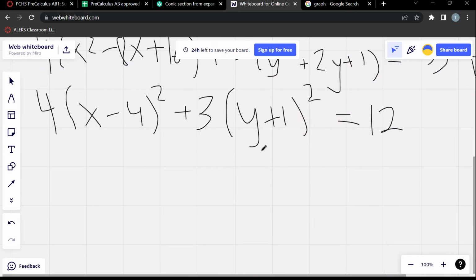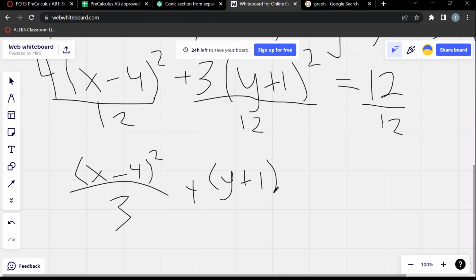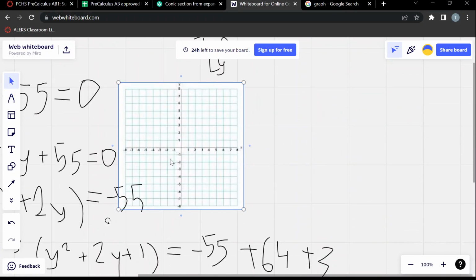To turn this into the standard form of the equation, the right side of the equation has to be 1. So we can divide 12 on both sides of the equation. Then we're left with x minus 4 squared over 3 plus y plus 1 squared over 4 equals 1. Now we can graph this.